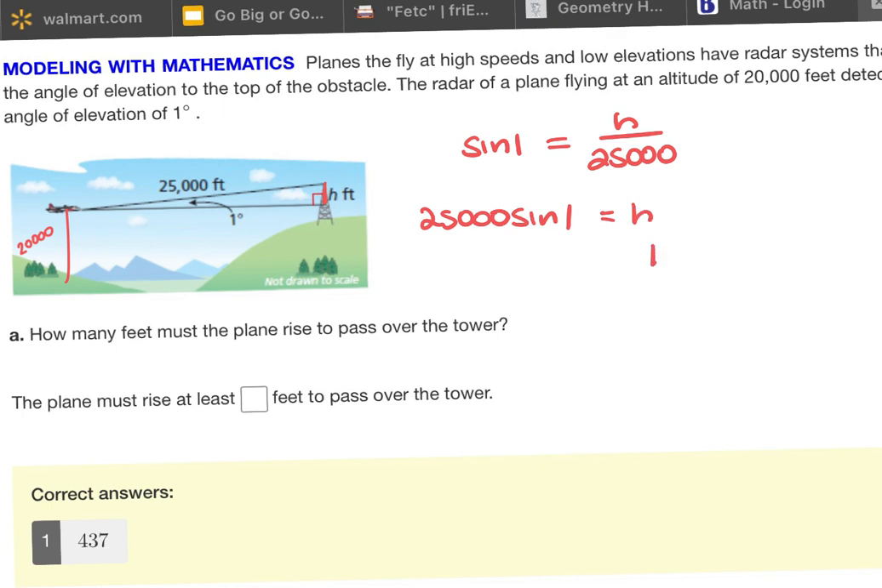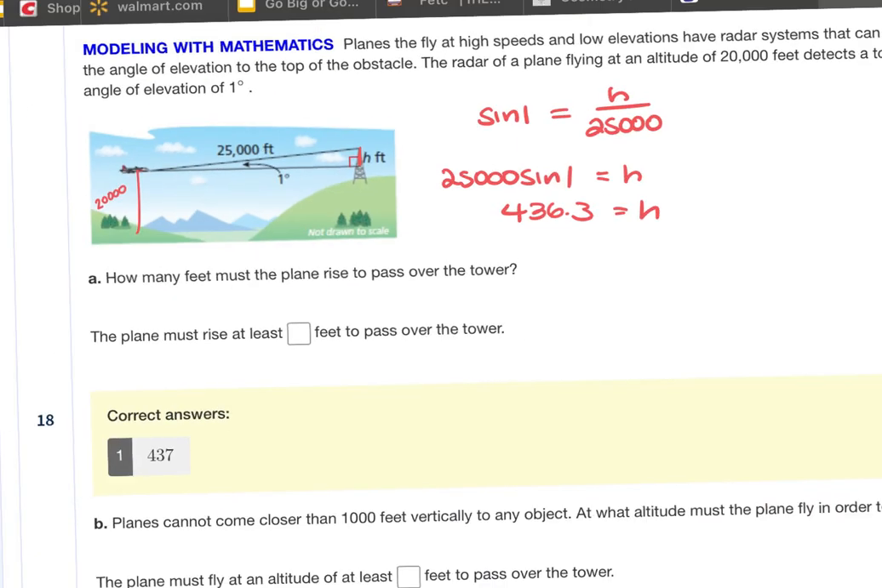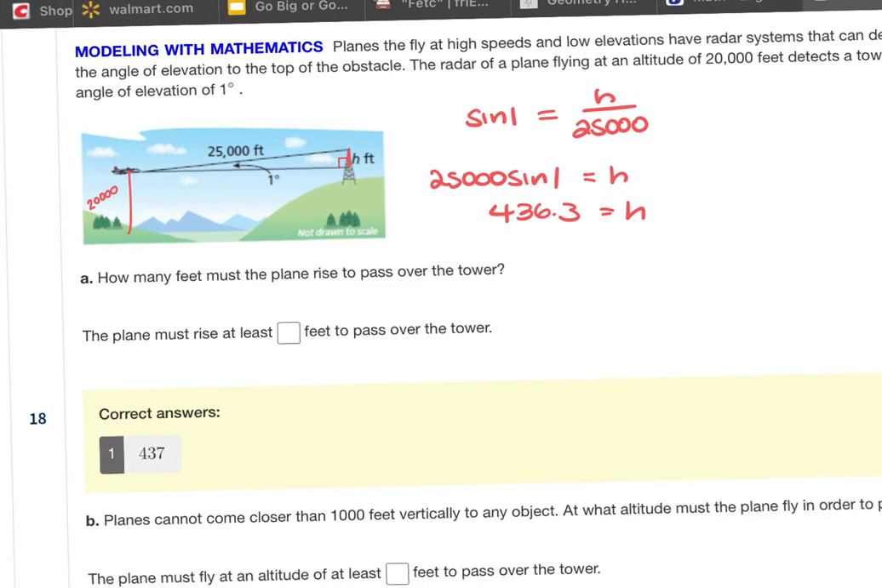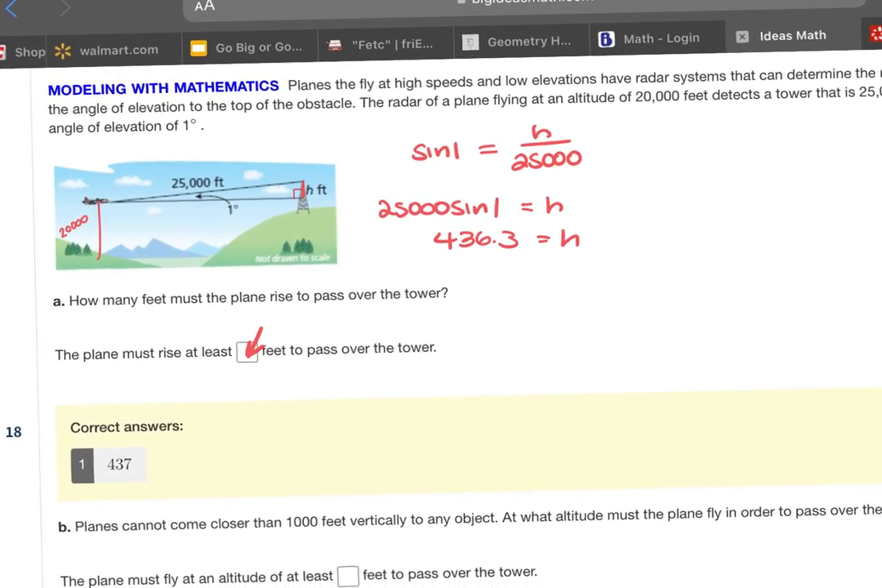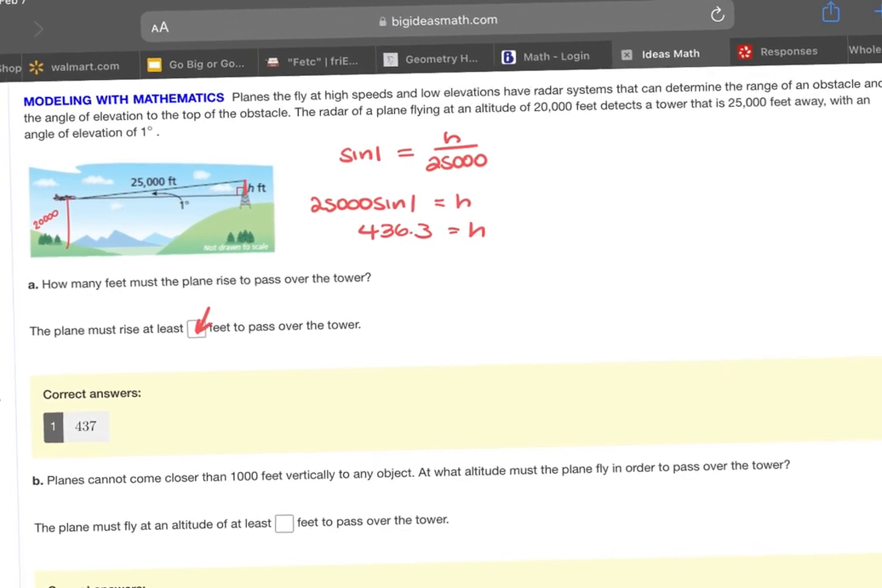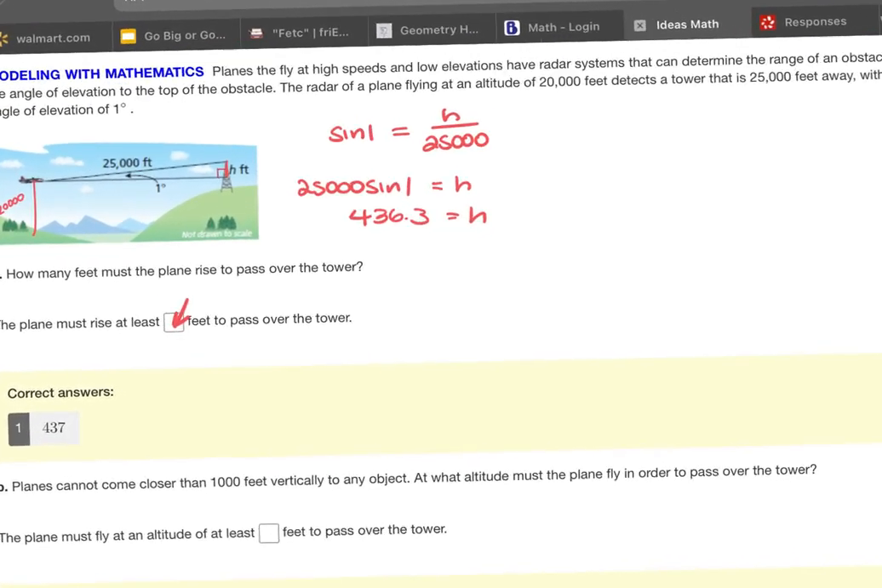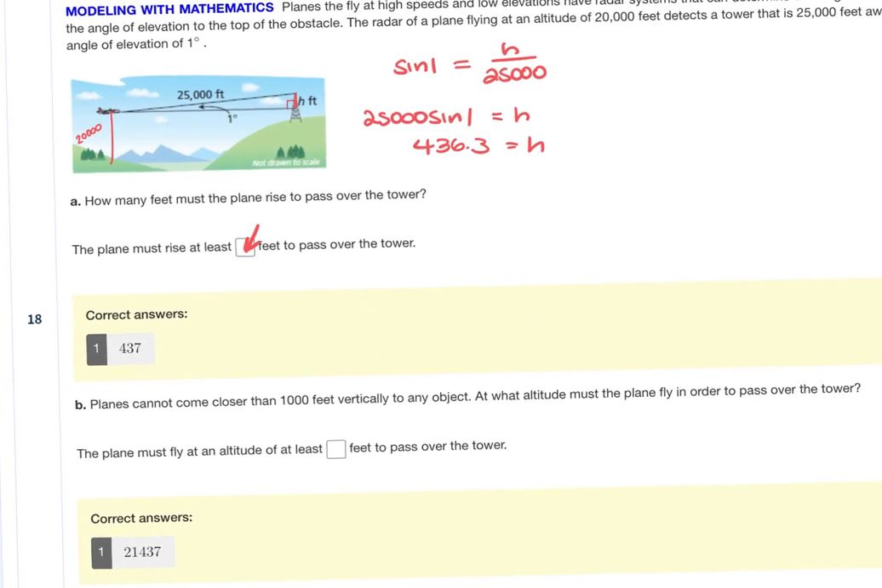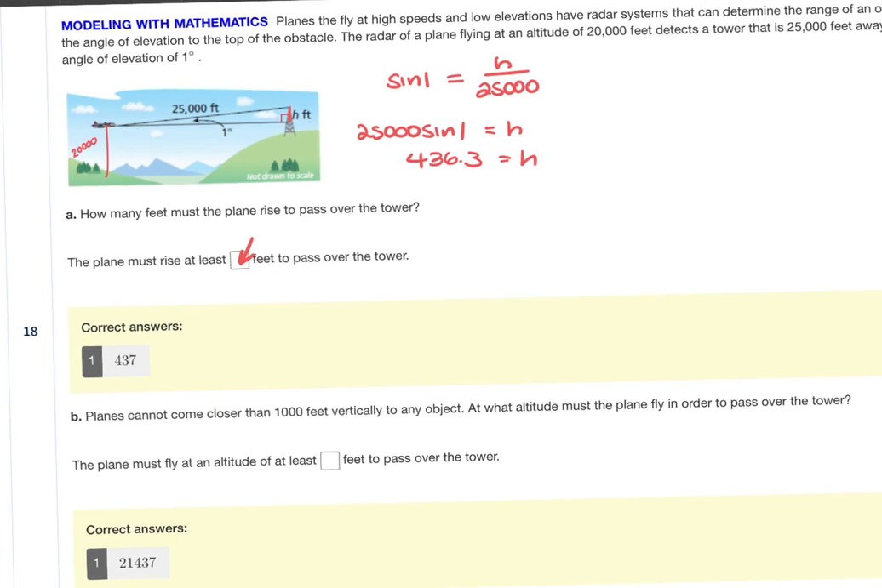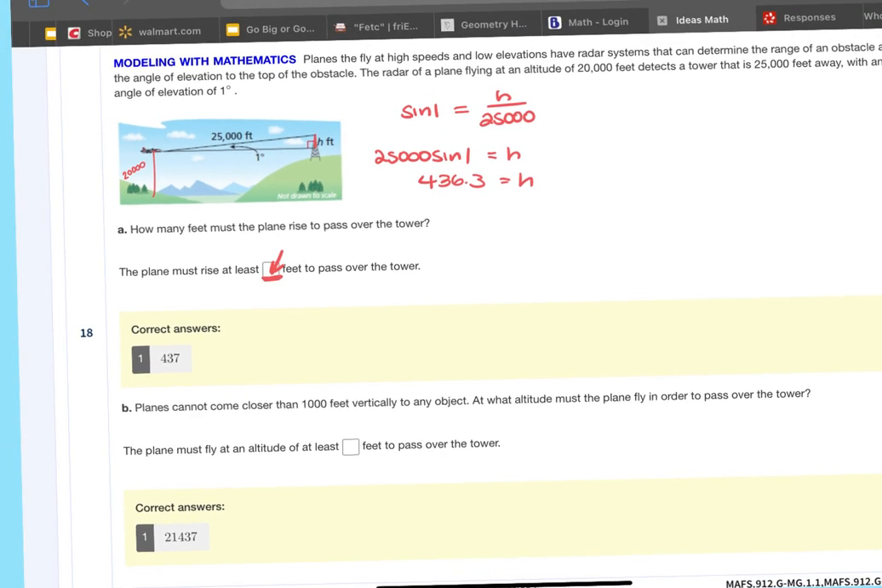And that's h, which is 436.3. Good. So that's that one, right? Did it say to round? You have to round it. Yeah. Point 3 rounds down. Okay. You can't go under. You can't fly 436. Oh, it says at least. Okay, I got you. And that's what it wants.